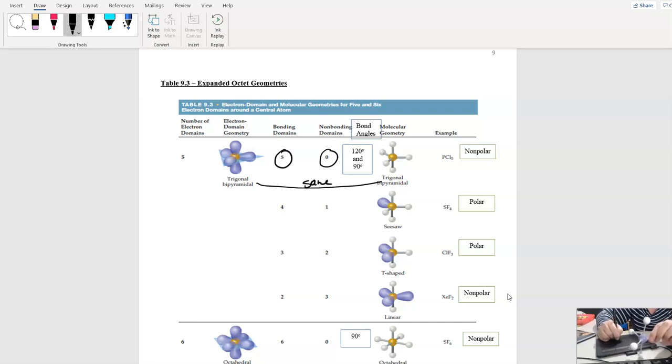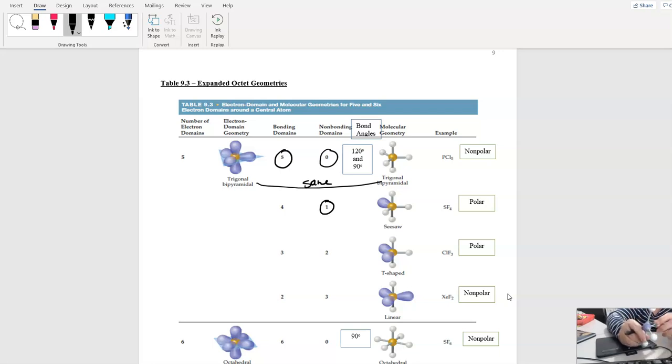PCl5, definite one that does this. But what if now we start adding a lone pair? So now I'm just going to take one off. And I'll do exactly what the picture does. I'll take one of these sides off. Okay, so there you go. I have one of these sides.